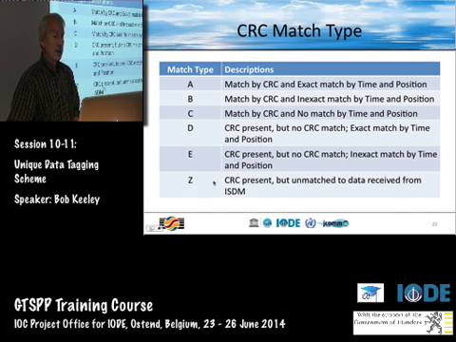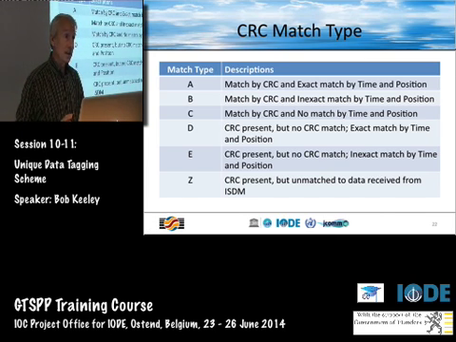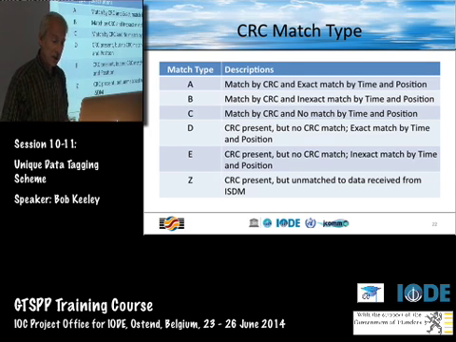And Z is just, there's a CRC present, but there is no data that came in from Canada to match that. So essentially that's a profile that never got out to the GTS. So that's also something they wanted to see.